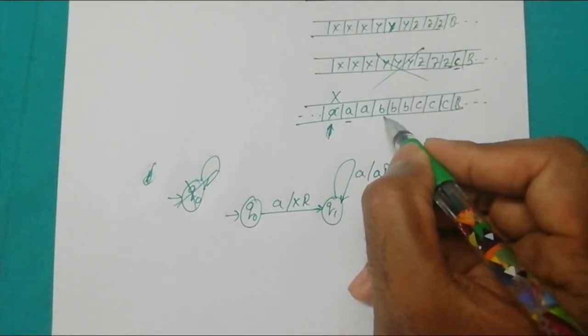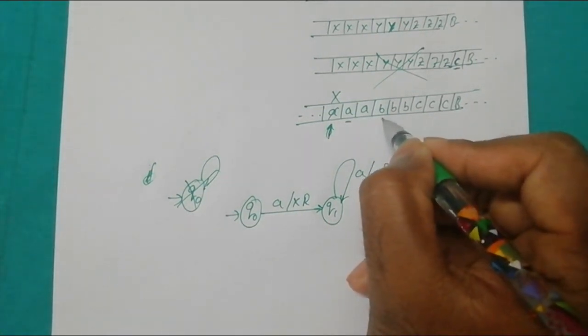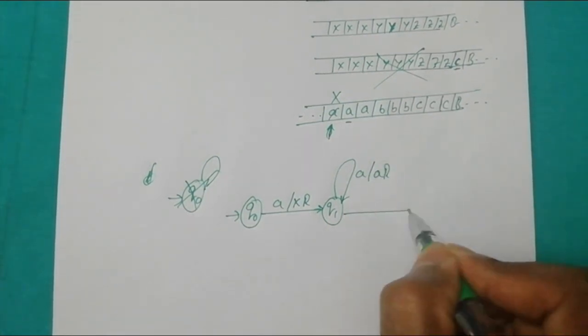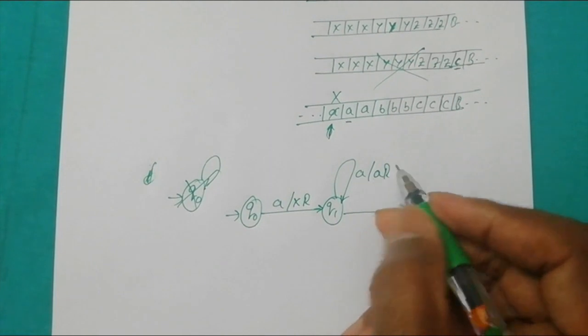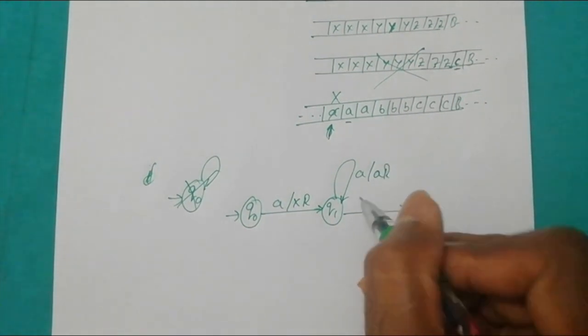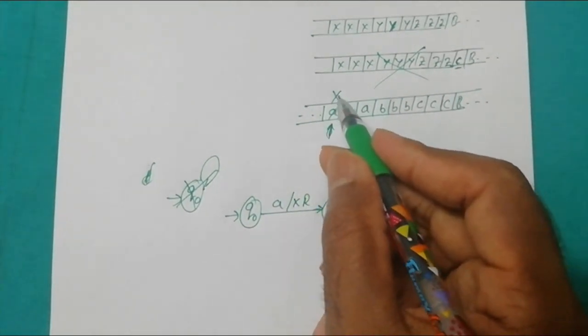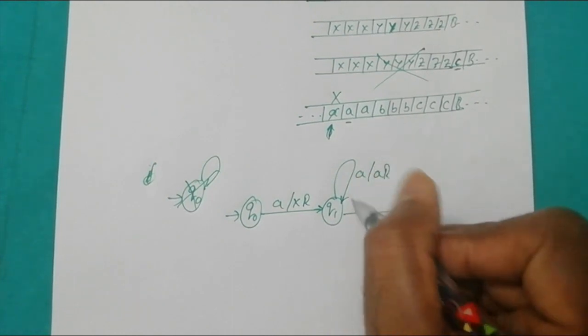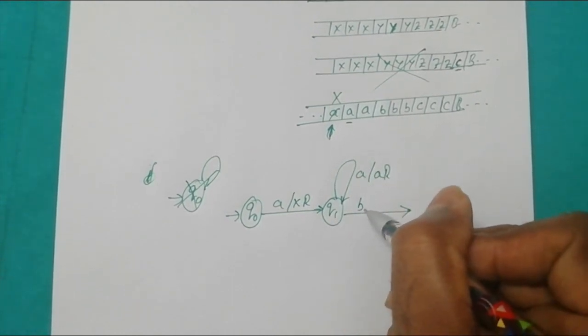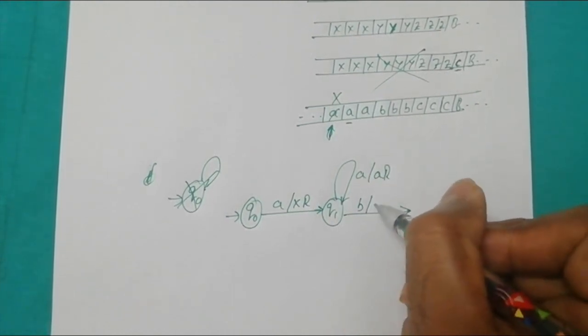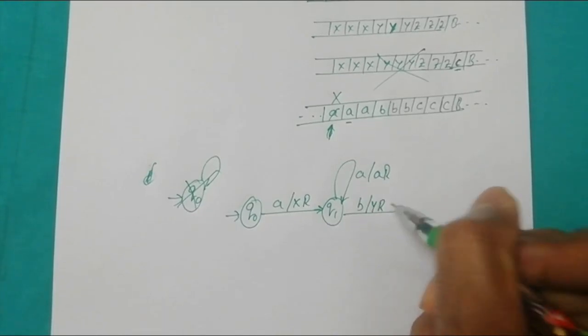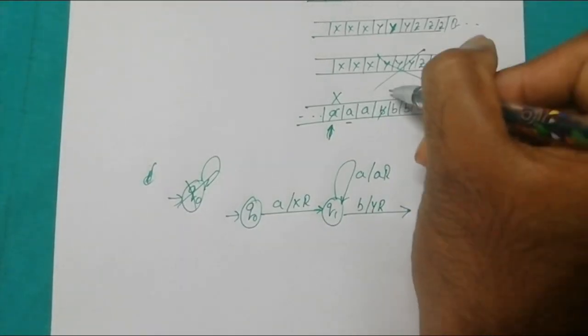Now at some instance of time, Q1 will come across this input symbol B. This is the first occurrence of B. According to our logic, since the first A is converted to X, the first B should be converted to Y. When Q1 comes across the input symbol B, it needs to be converted to Y and we move one cell to the right. This B is converted to Y.